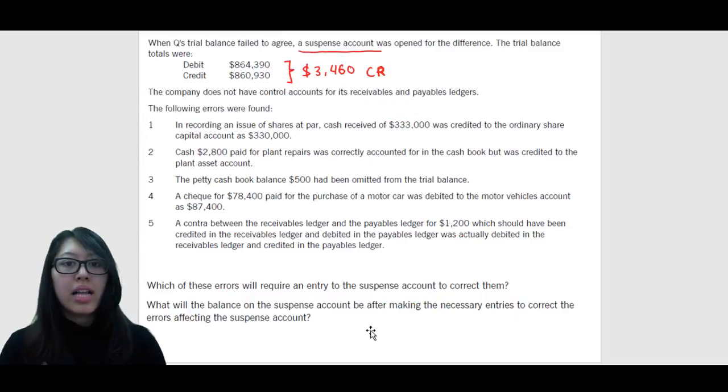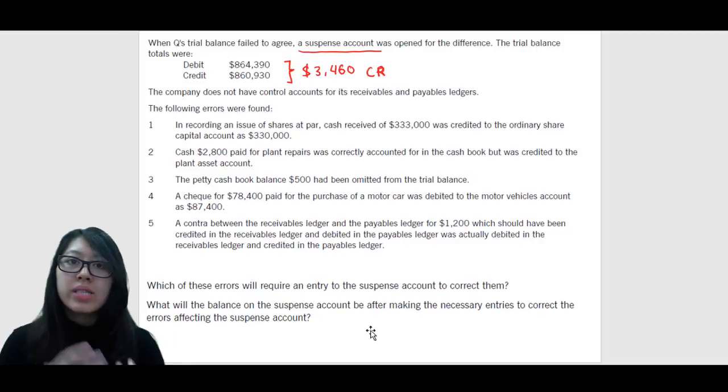All right, we're down to the last error. A contra between the receivables ledger and the payables ledger for $1,200, which should have been credited to the receivables ledger and debited to the payables ledger, was actually debited in the receivables and credited in the payables. Now, the nice thing about this is that they already tell you what should have been done. It's a contra entry. A contra entry is where we have to reduce both the receivables and payables ledger by the same amount.